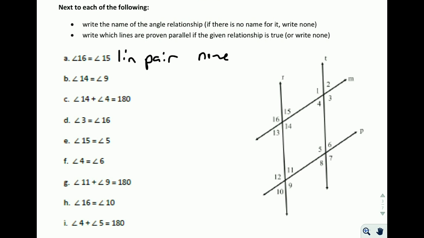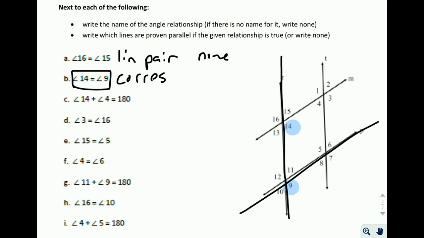Second one, we are given angles 14 and 9. And 14 and 9 are corresponding. Corresponding angles are supposed to be equal, and they in fact are equal. And when they are equal, we have this transversal here, which means that we have these two lines being made parallel. The names of those lines, now I covered them up, are M and P. So we would say that lines M and P are parallel to one another.